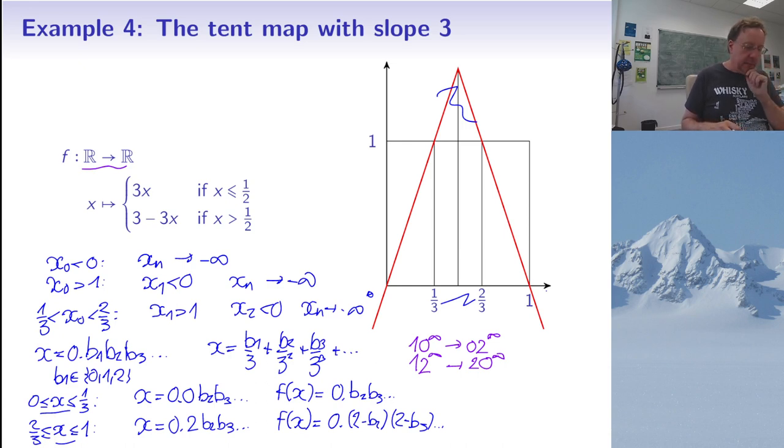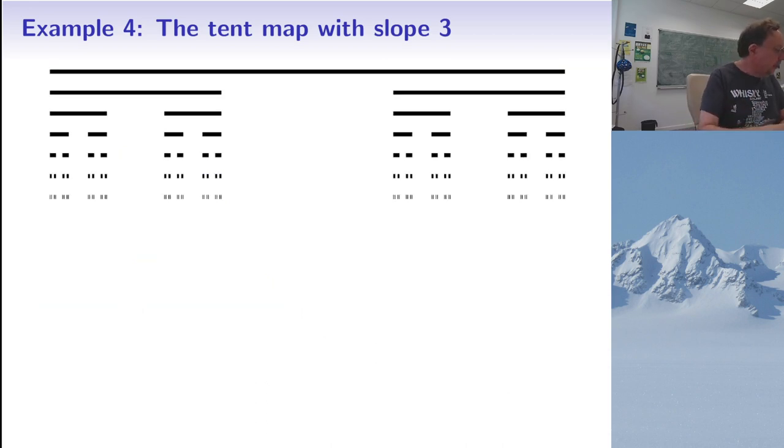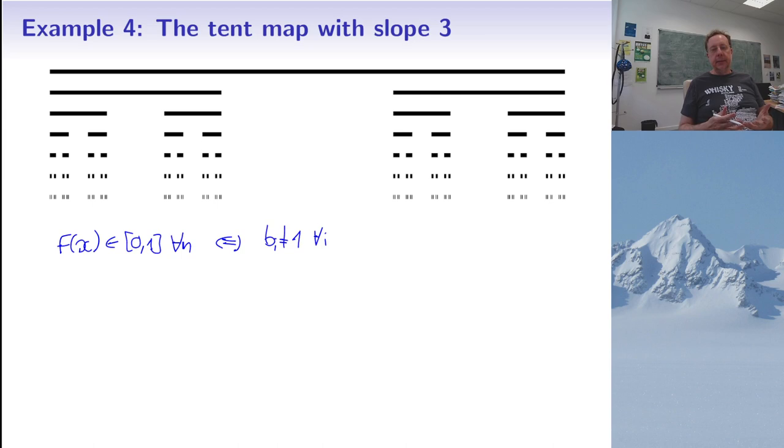Now, when does xn go to minus infinity? Well, it does so if at some point some iterate will be between 1/3 and 2/3, and due to this convention here, that is exactly when at some point the first digit after the dot will be 1. So what I'm saying here is that actually f^n of x will remain in 0, 1 for all n if and only if all its digits are different from 1. Because in other cases, there's an iterate which will be between 1/3 and 2/3, and then the following points will go to minus infinity.